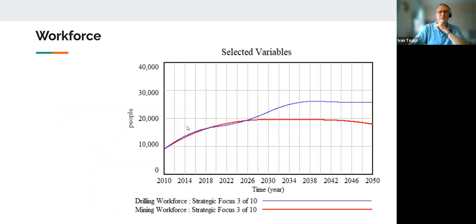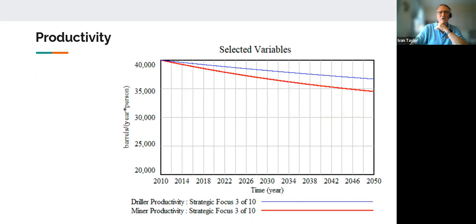So this is our view of the workforce. As you probably already know, there's two types of extraction of oil. There's in situ extraction, which I call drilling, and then there's basically mining, which is like strip mining of the land. So this is the workforce in these two areas that we modeled, and then the productivity. We assumed that the productivity in terms of barrels per person per day would decrease over time slightly, because we felt that as more and more oil is extracted, it'll be harder and harder to find easy ways to get the oil in the future. So we modeled this idea of decreasing productivity over the long run.